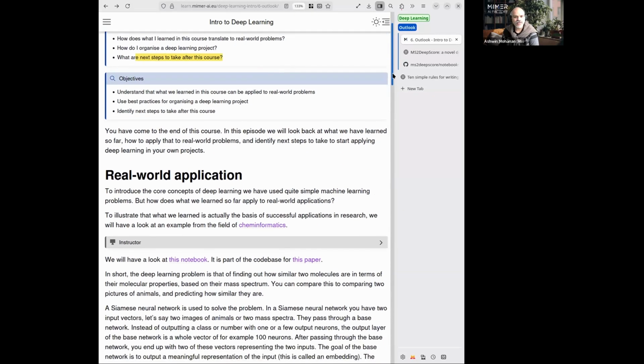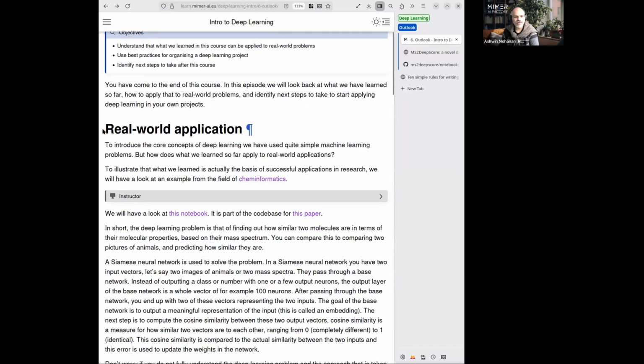Just to show how similar a real world application will look like, we can quickly take a look. We won't go into so much detail, but we can quickly take a look at a research which was already published, and they had done it in an open science approach. They had even shared their notebooks, so we can look at both.